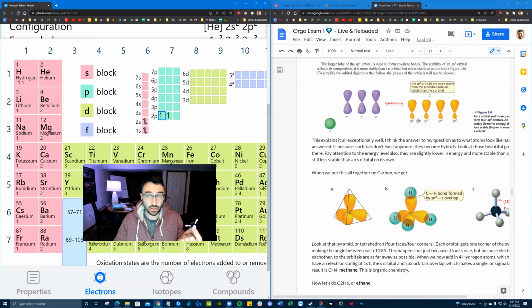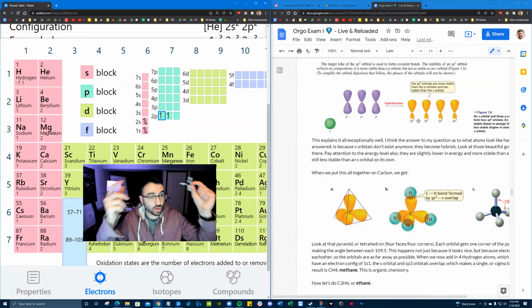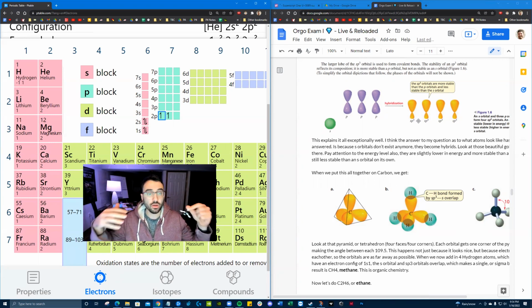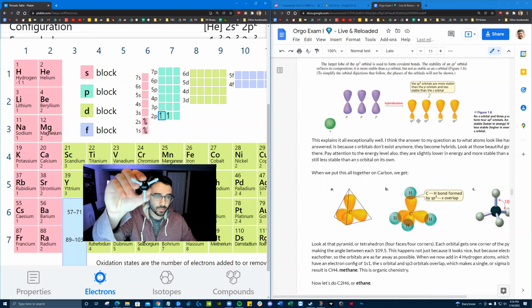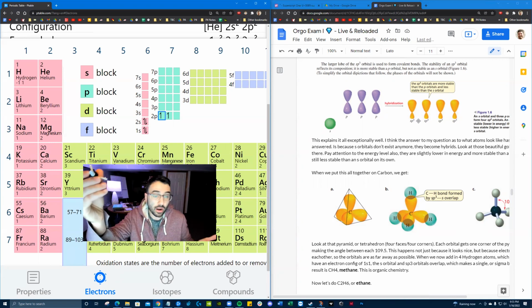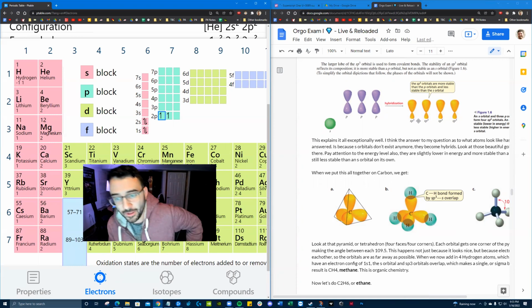But each one of our sp3 hybridized orbitals just has 1 electron. So they have room for 1 additional electron each, or 4 additional electrons. As a carbon atom, we can bring in 4 additional electrons, which makes carbon so powerful. That's why it can make 4 covalent bonds. It's ready to share, okay?